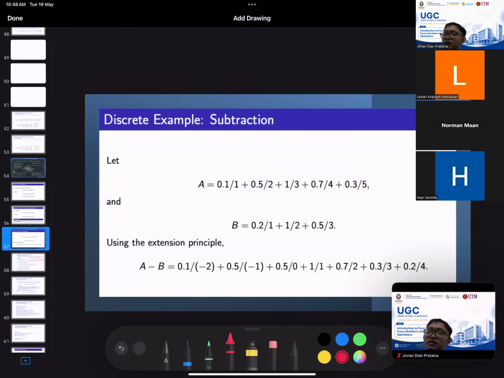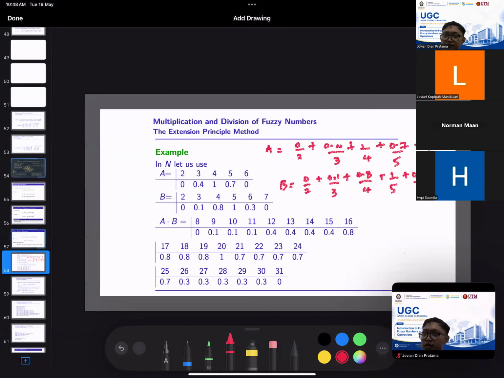So let's say D is subtraction. I think this one I already discussed yesterday. So now we go to the multiplication and division of fuzzy numbers, to use the extension principle. So in this example class, I put my n, or we call integer. I put integer. Yeah, I do the correction a little bit here.